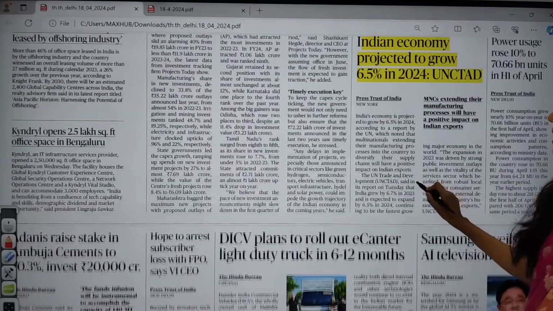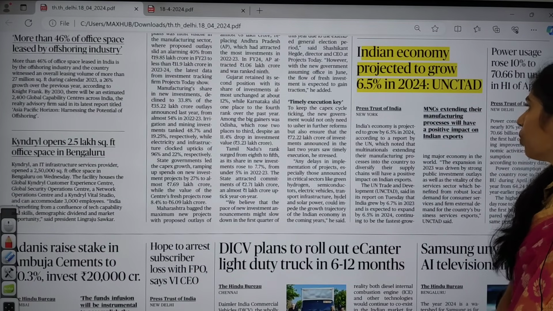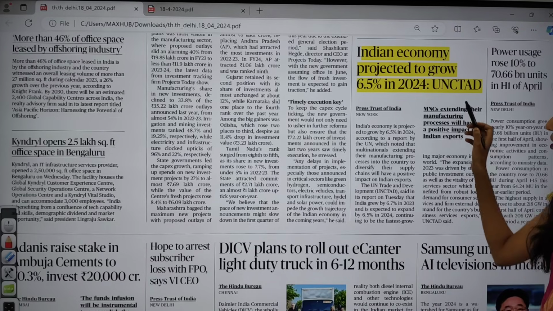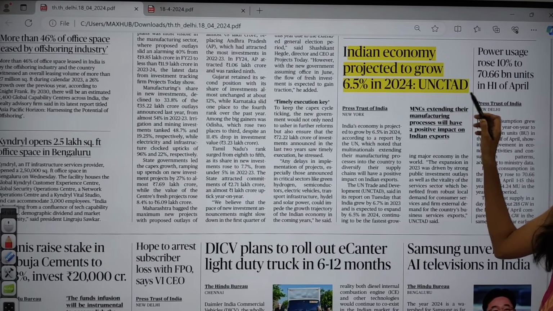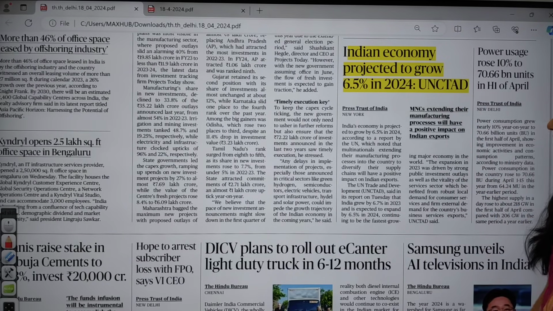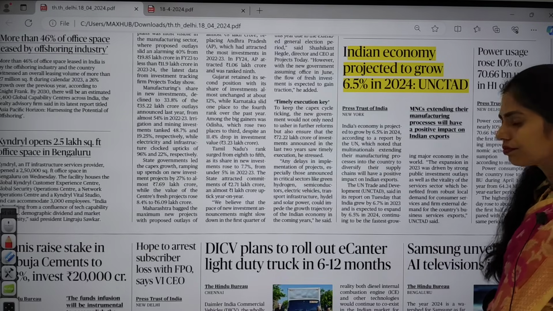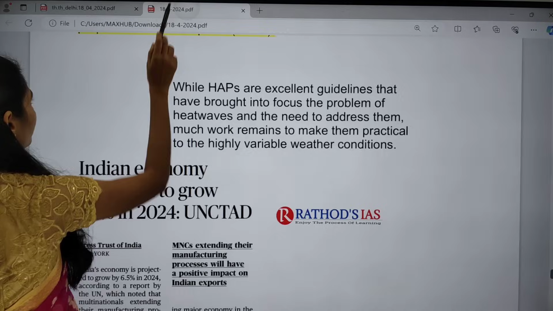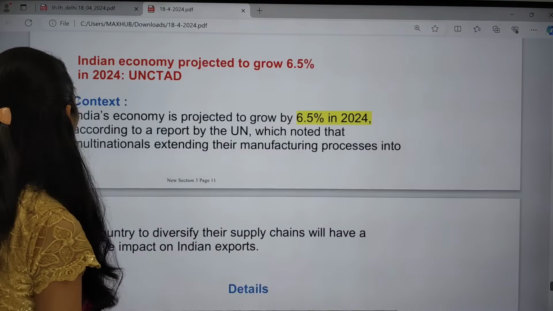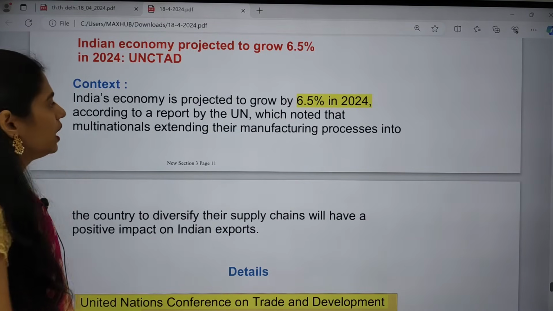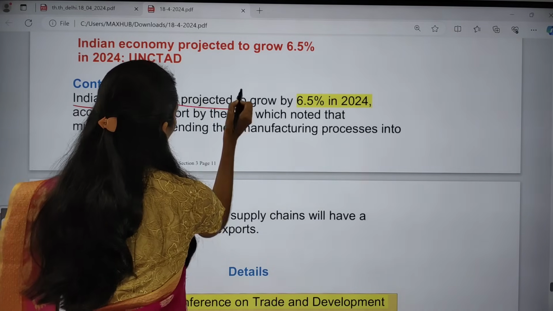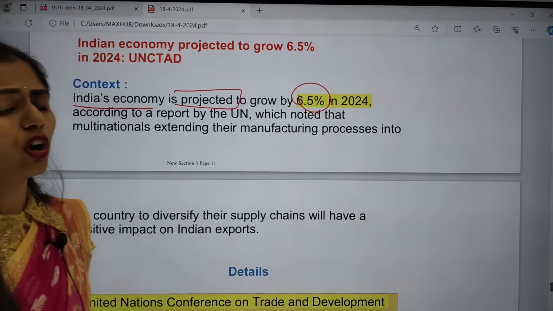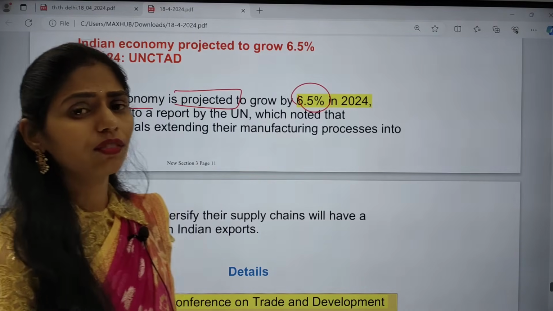And the next topic is: Indian economy projected to grow 6.5% in 2024, says UNCTAD. Here you have to focus on the keyword UNCTAD, that is United Nations Conference on Trade and Development. We are going to see this article. If you see the context of why it is in news, India's economy is projected to grow by 6.5%. So there will be growth of the economy by 6.5% in 2024.